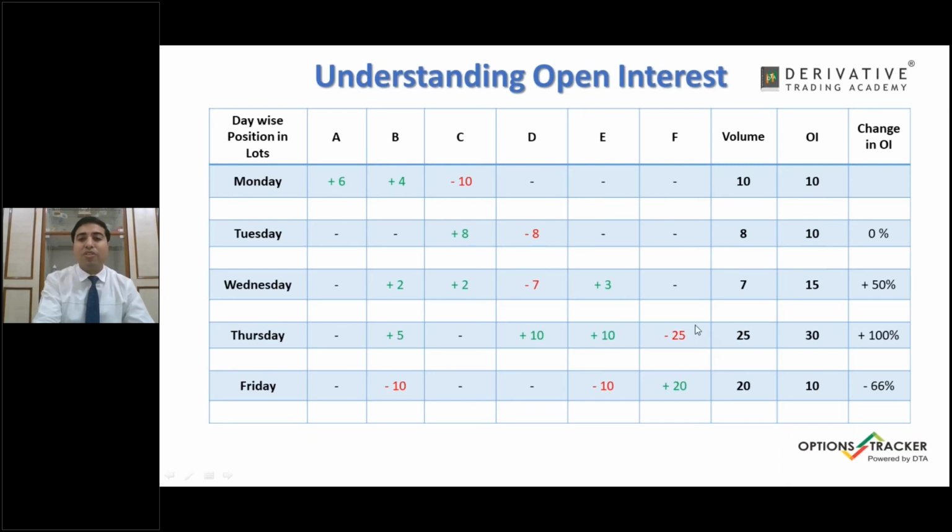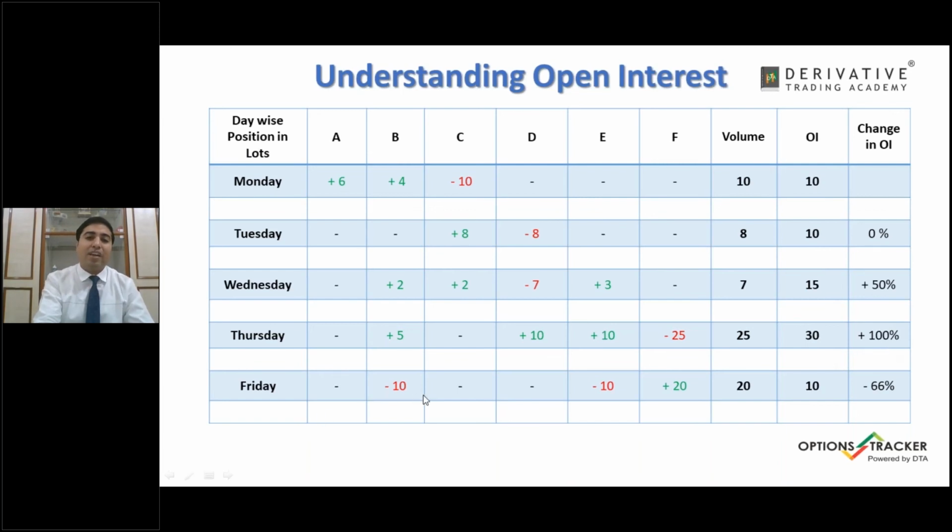If I look at the short positions, F has shorted 25 lots, while D is having minus 5 lots as open interest. Minus 8, minus 7, minus 8, minus 7, plus 10. So 5 positions on the short side. So open interest is gone to 30. What was the earlier open interest? 15 on the Wednesday end. Now Thursday end the open interest is 30. So 15 to 30, the open interest is jumped by around 100%.